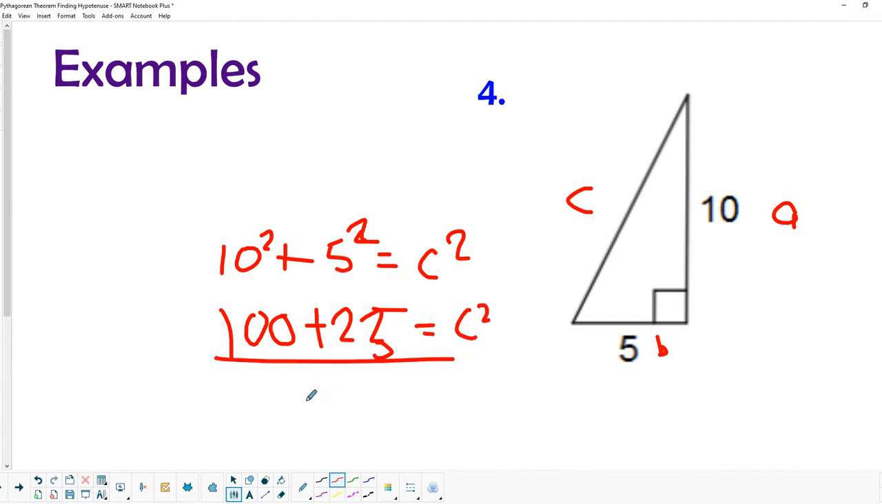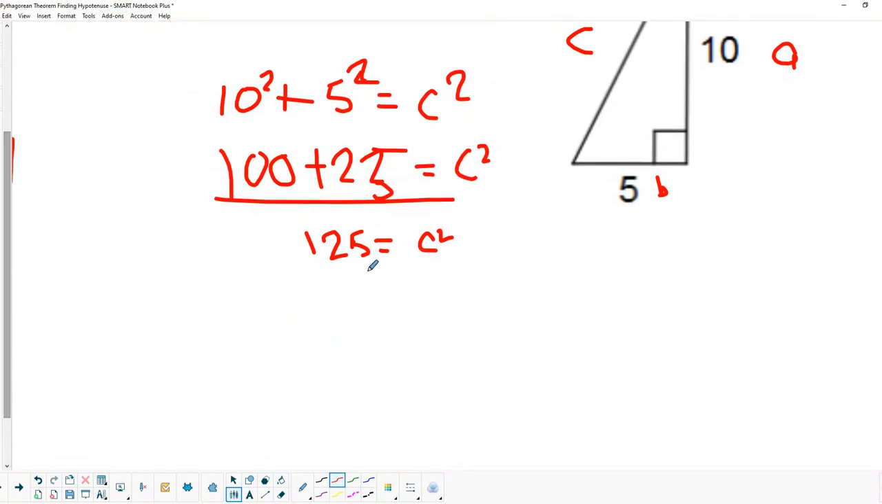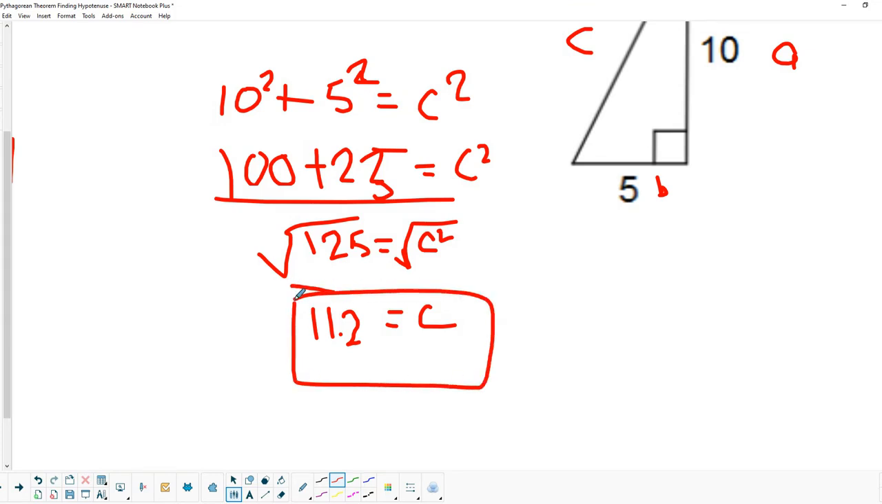So 100 plus 25 is 125, and that equals c squared, right? So, give us a little more room here. Take the square root of c squared and 125, we end up with c on one side, and then 125 square root is 11.2 units on the other side. Okay, so there's our number. All right, what do we do next?